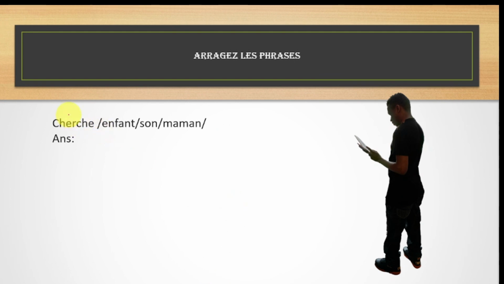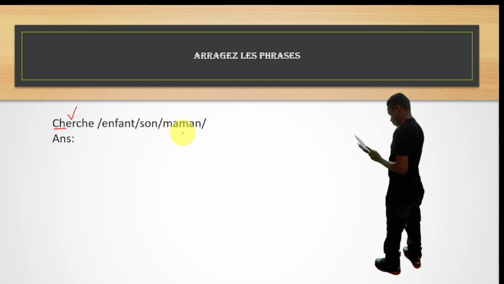This one is chercher, enfant, son, maman. Enfant in French can be like a boy or a girl. We use it for both, for a female and a male. Okay? So, chercher, enfant, son, maman.